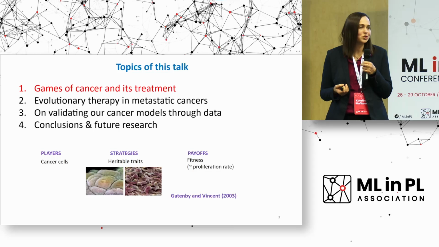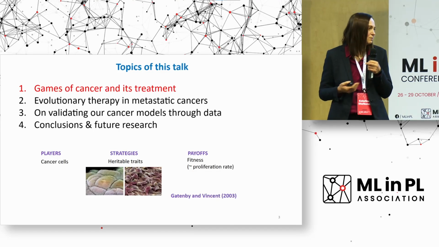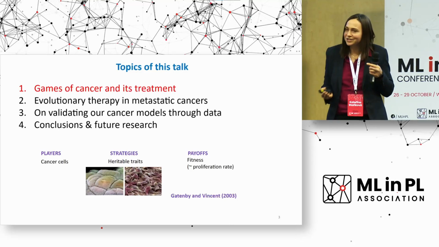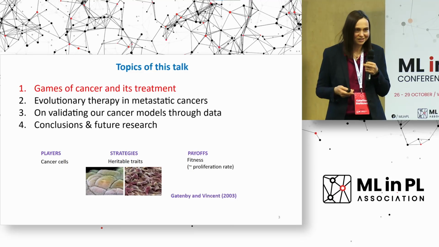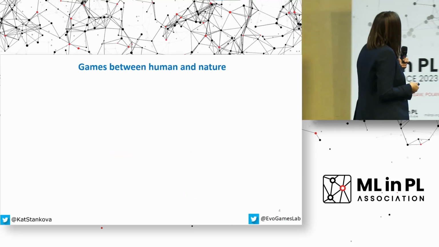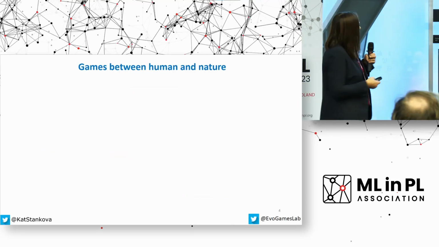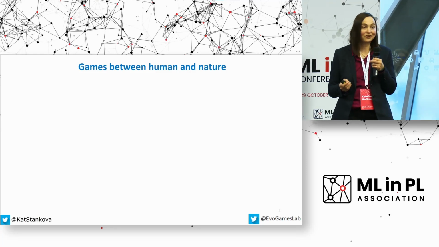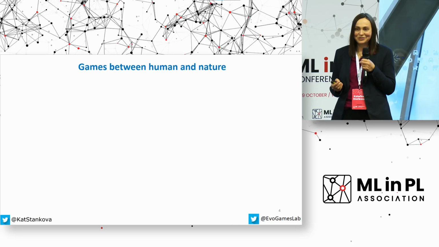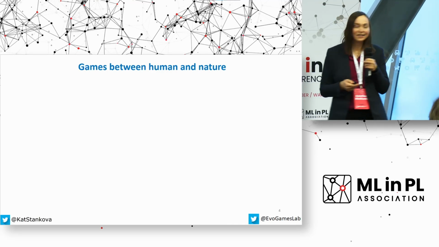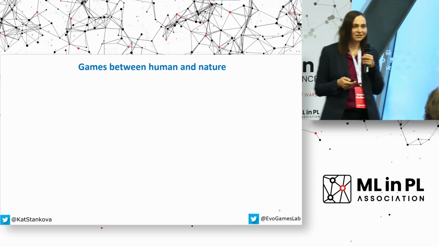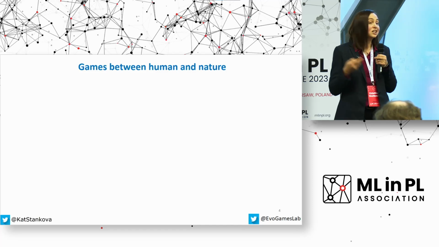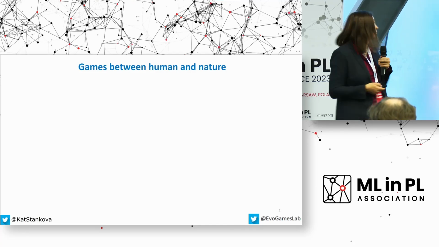So what properties should I have, which are now my strategies? Should I be more aggressive? Should I be bigger? Should I be smaller? In order to proliferate and survive in an environment where I interact with the others. And now, my lab is interested in these games between humans, us, very rational players, we can reason, we can think ahead, and nature, like evolutionary systems which adapt to our actions, but they cannot reason about it, they cannot anticipate.